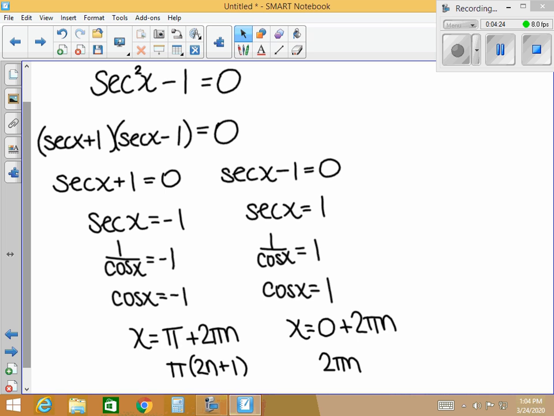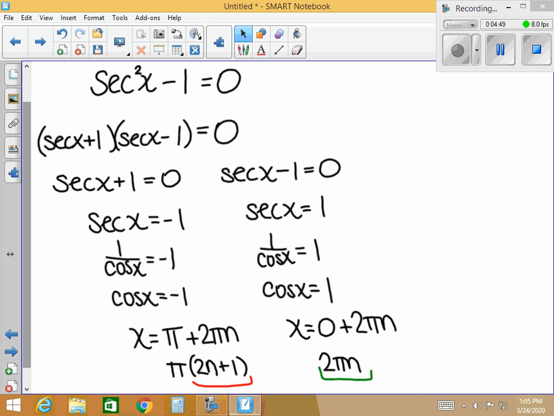Notice that these on the right give me all the even multiples of pi: 2, 4, 6, 8, 10, 12, negative 2, 4, 6, 8, 10, 12 pi. On the left side, 2n plus 1 is always going to be an odd number. If n equals 0, we have 1. If n is 1, we have 3. N is 2, we have 5. So on down the line, or negative 1, negative 3, negative 5.